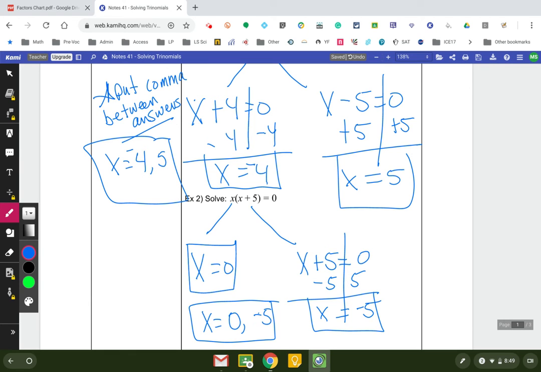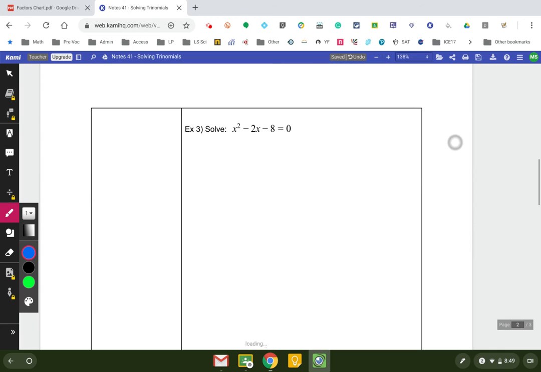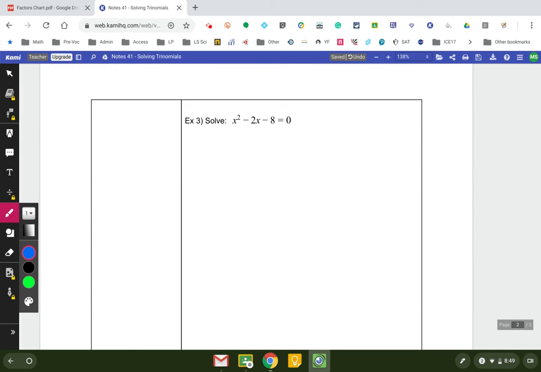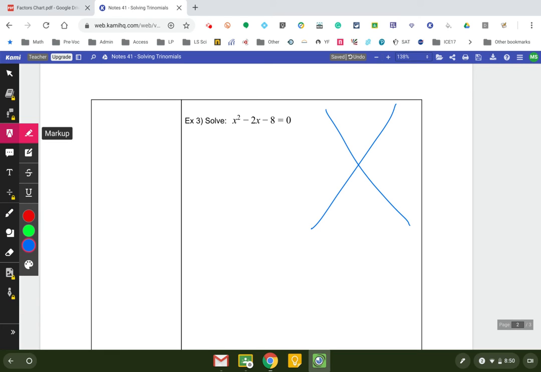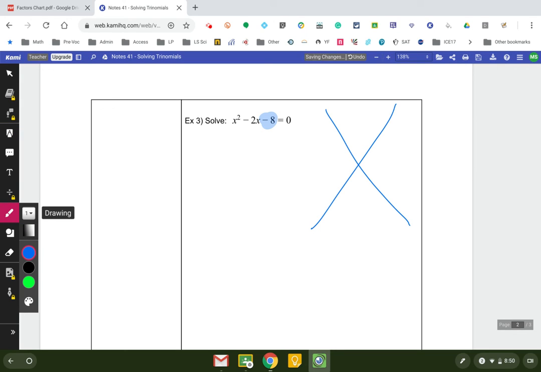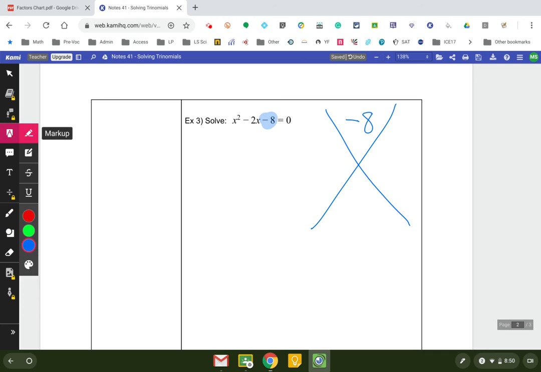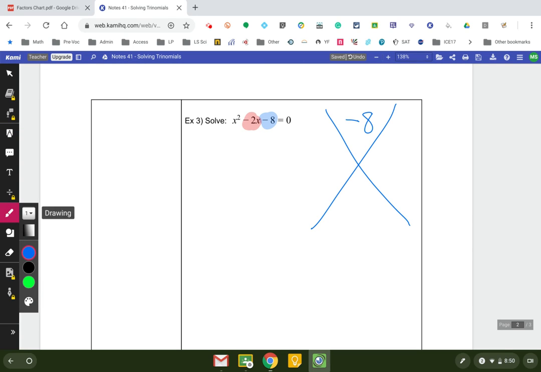All right, so the last example I'll show you is what we've been doing this whole time. So what we're going to do is use the x method that you've been using. So if you remember, what goes up top is that one goes up top. So negative 8 goes up here. And then this goes down here on the bottom.